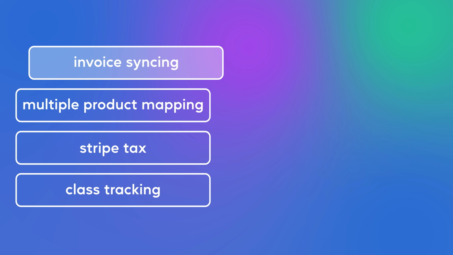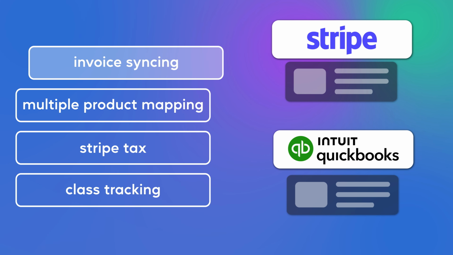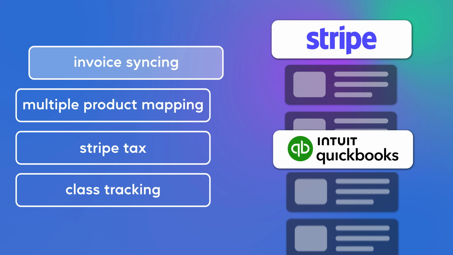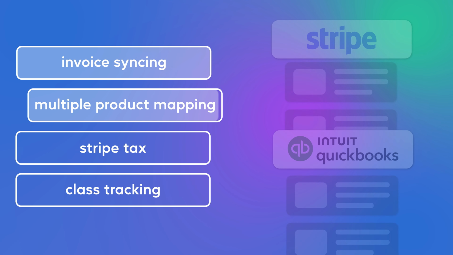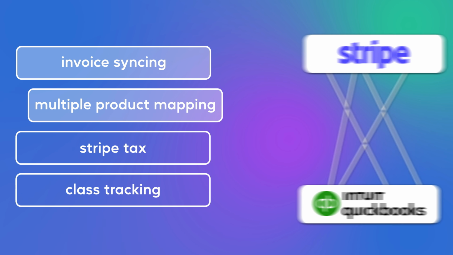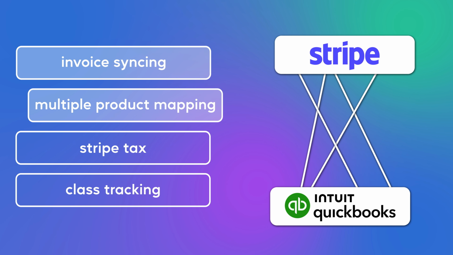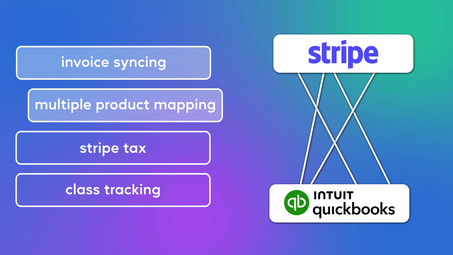Invoice syncing. If you use Stripe invoices or want to track your accounts receivable, turn on Invoice Sync. This feature will create a QuickBooks invoice every time you create a Stripe invoice, and will automatically match payments to those invoices as well. Multiple product mapping. Use data from your Stripe transactions to map different products in Stripe to different products in QuickBooks. This is great for seeing a breakdown of sales across product lines and one of our most popular features.